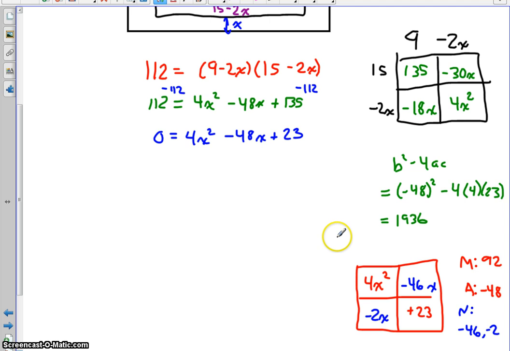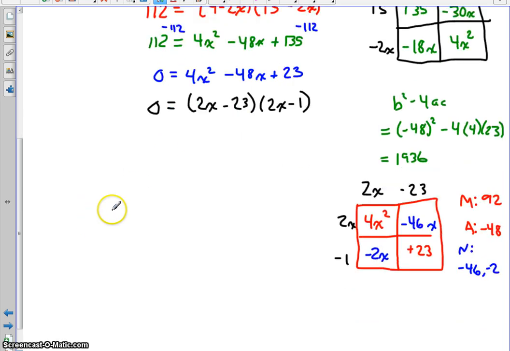Okay, so I have to look at what multiplies to 4x squared. 4x and x won't work because 4 doesn't go into 2 or 46. So I'm going to have to use 2x and 2x. Okay, so 2x times minus 1 gives me minus 2x, and 2x times minus 23 gives me minus 46x. So my factored form is going to be 2x minus 23 and 2x minus 1.